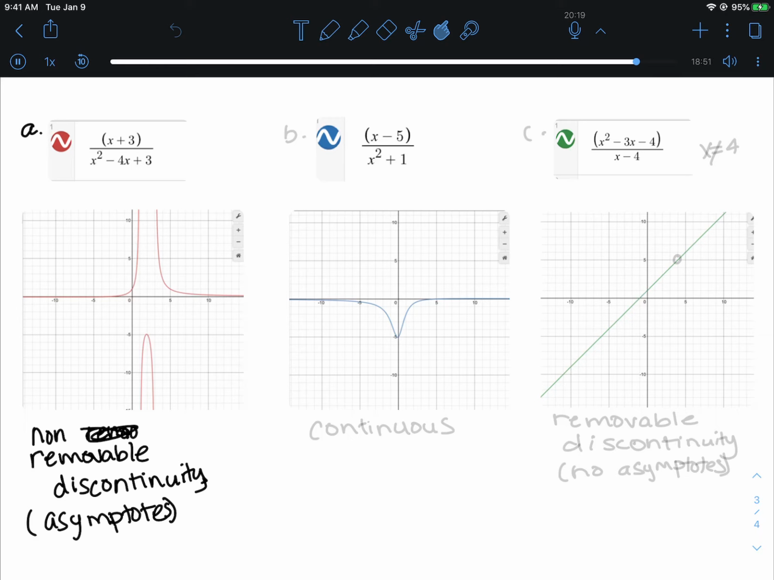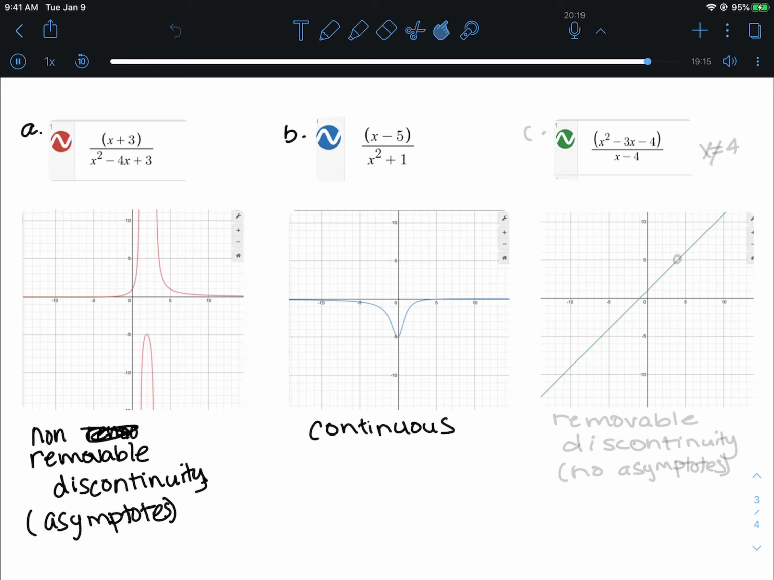Now, for example B right here, which is the second example that we did, this one was continuous. Okay. This one had no discontinuity. It has no asymptotes. It has no holes. It has nothing because you cannot make the denominator go to 0. So I could literally get my pencil and trace this graph and never pick my pencil up because it will always, always, always be continuous.